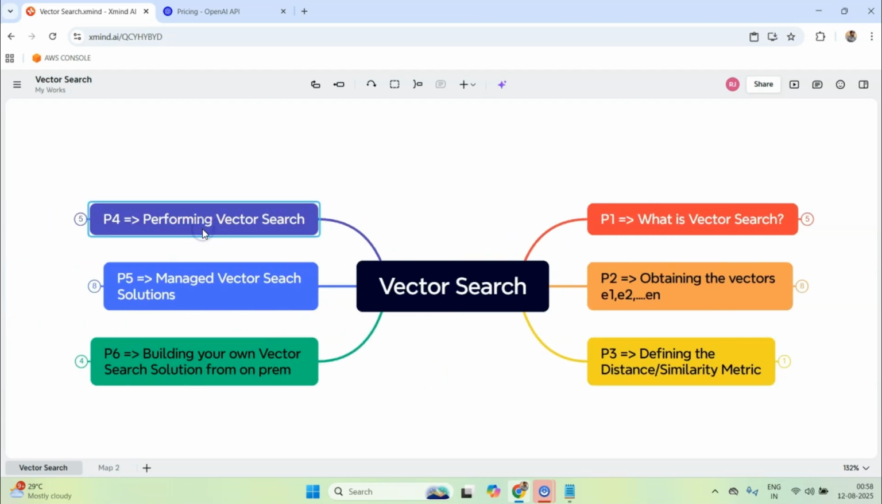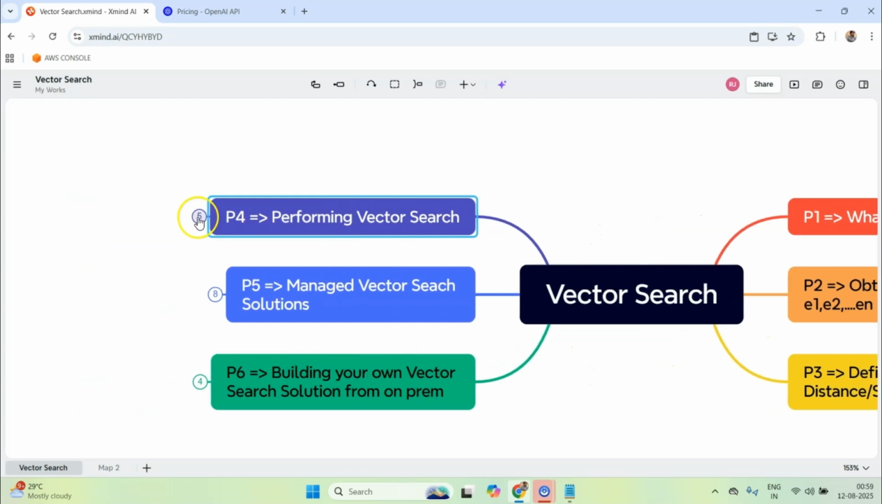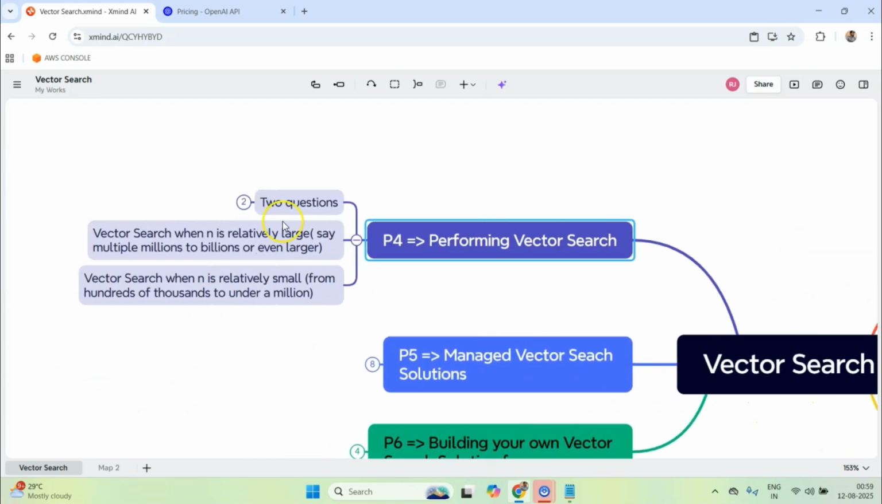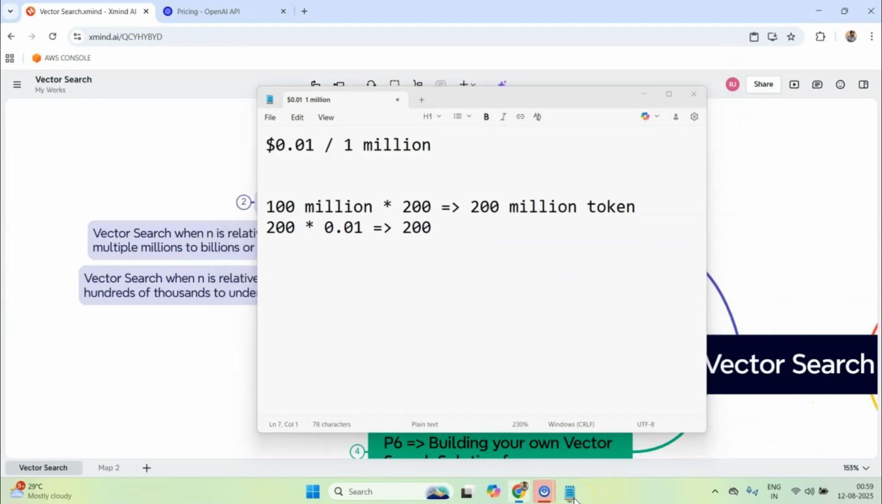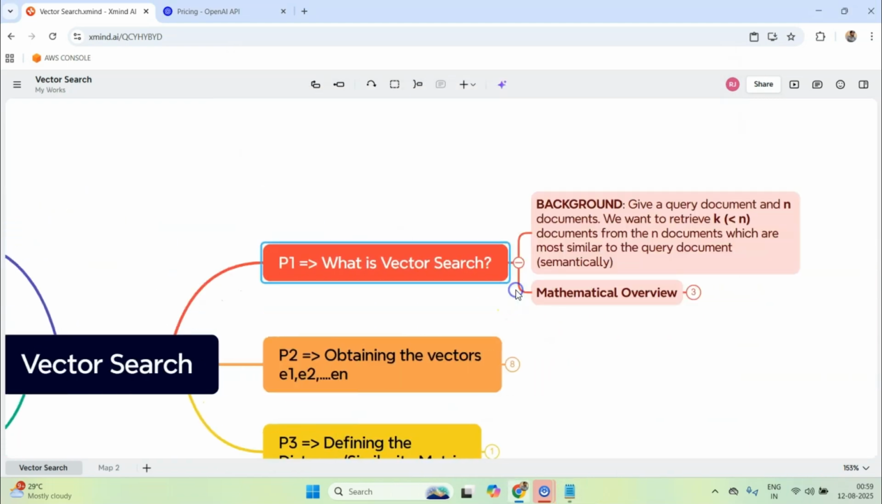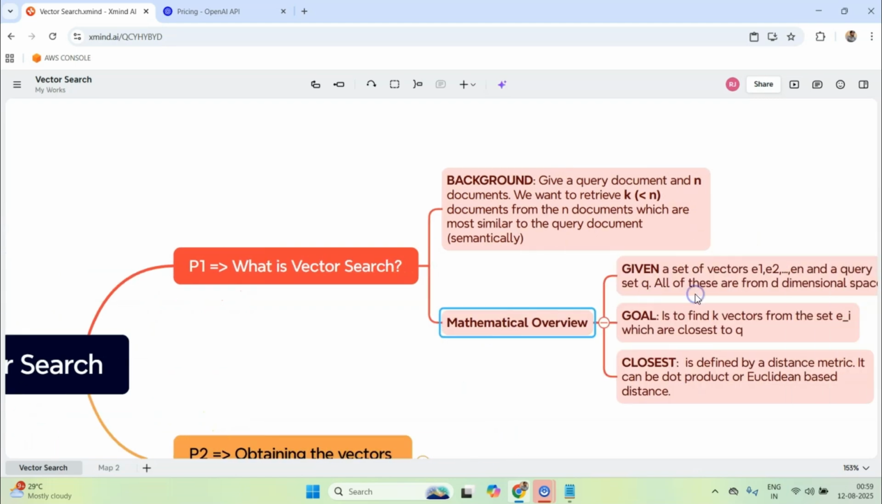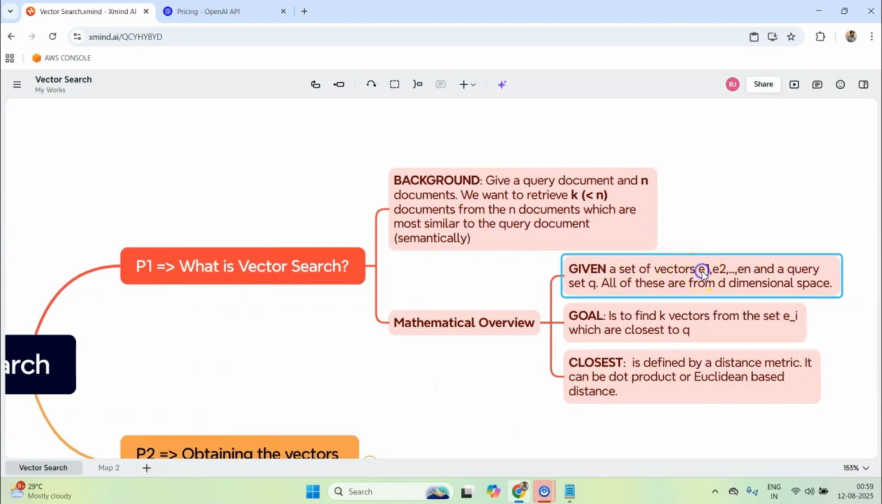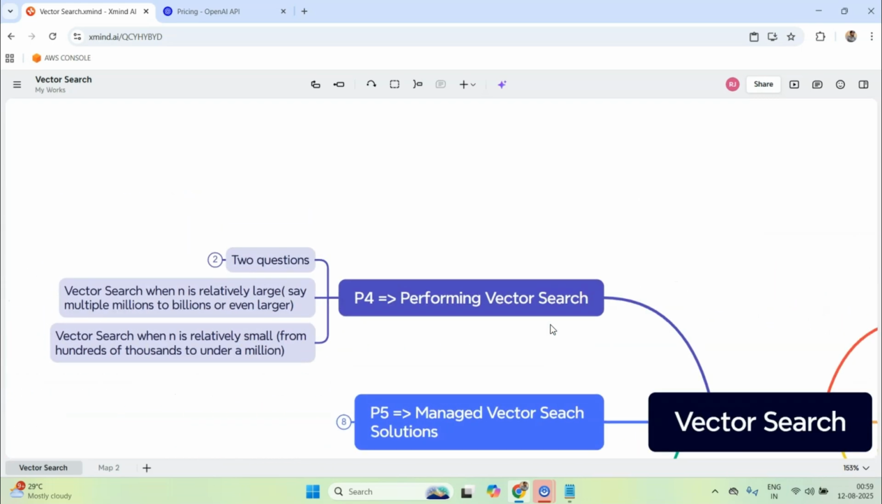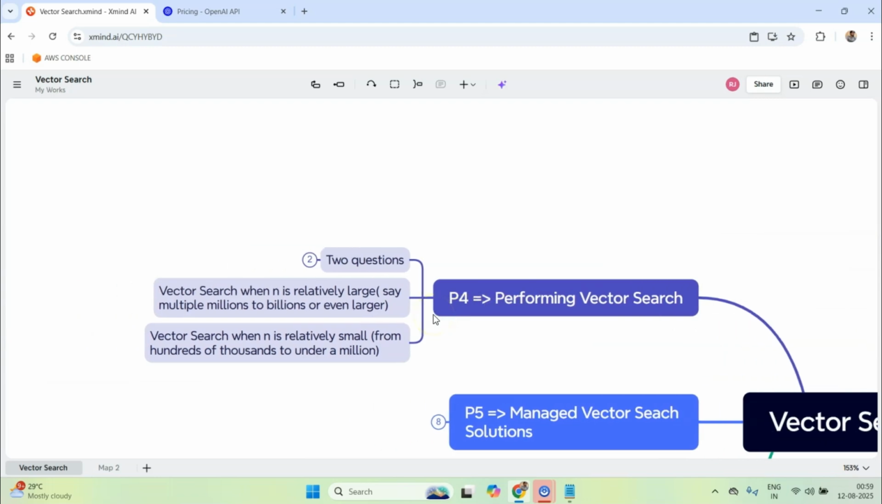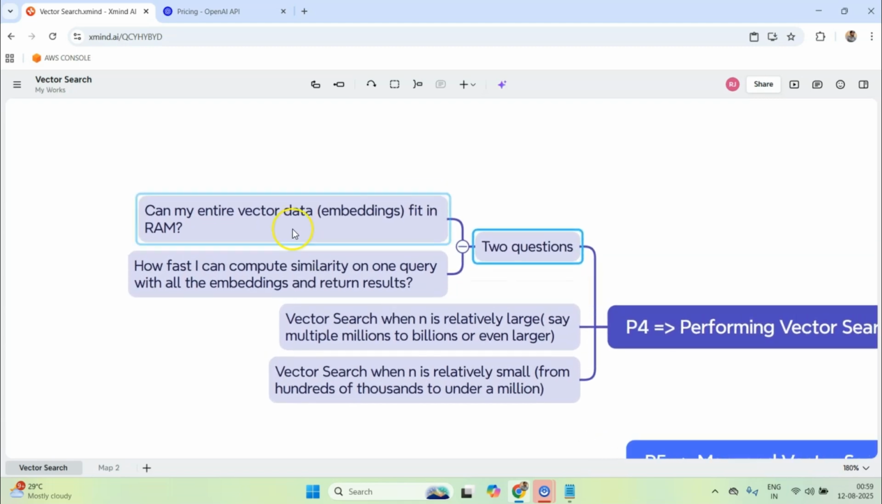Okay, so now let's come to the most exciting part, and that is performing the vector search. Now when we talk about vector search, what exactly is a vector search? We already studied that: given a query vector, we need to find out of these n vectors the k top vectors which are closest to the query vector. That is the vector search problem. But to perform this vector search, we need to answer these two questions. Okay, can my entire vector data, and when I say vector data, I'm talking about embeddings, fit in my RAM?